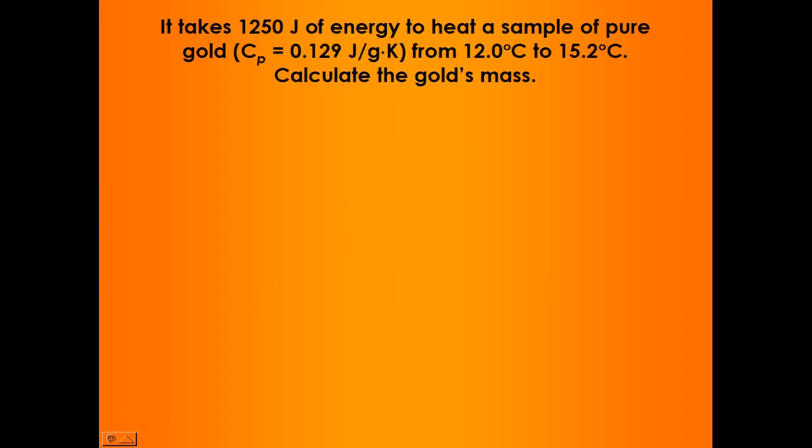So we're going to do a couple of example problems. The first 2 are review. The third one is the only thing that's new in this particular section. And it's just taking the mCp delta T and applying it to both the system and the surroundings. So our first example says it takes 1250 joules of energy to heat a sample of pure gold with this Cp value from 12 to 15.2 degrees Celsius, and we want to calculate the gold's mass. So if this is our equation, Q equals mCp delta T, we're solving for m, and if you go back to the triangle on the previous slide, that would be Q over Cp and delta T.